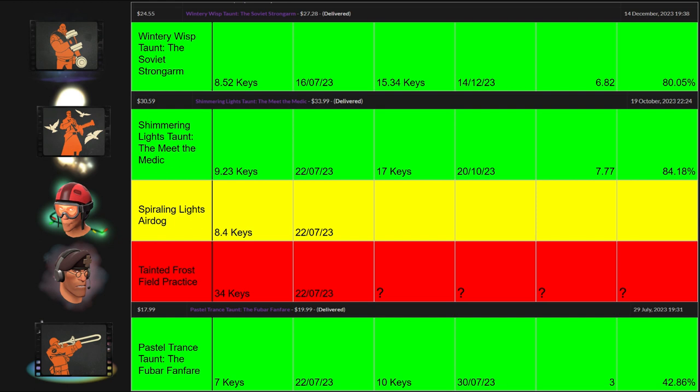Pastel Trance the Fuba Fanware. Pastel Trance looks amazing in game despite the oversupply from summer 2023. It actually sells decently from my experience. Also, in just 8 days, that margin is great.